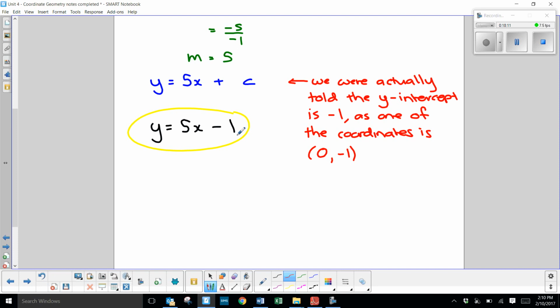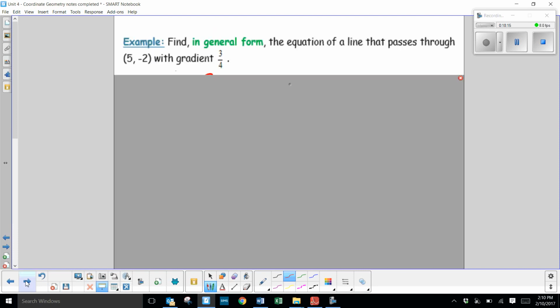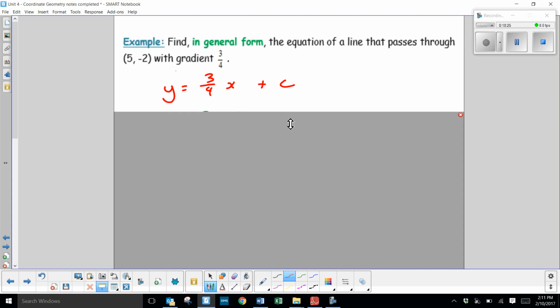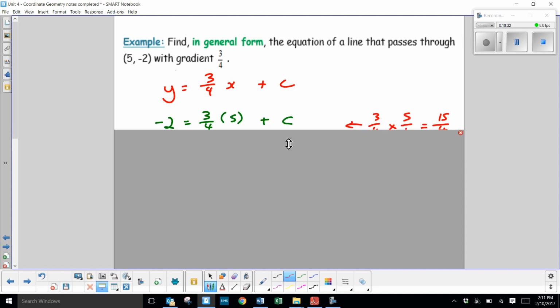Next one, find in general form the equation of a line that passes through this point here with a gradient of 3/4. So what we've got to do is just start finding it in gradient intercept form first. We know the gradient, so sub in the gradient first. We know a point on the line, so sub in x is 5, y is -2.